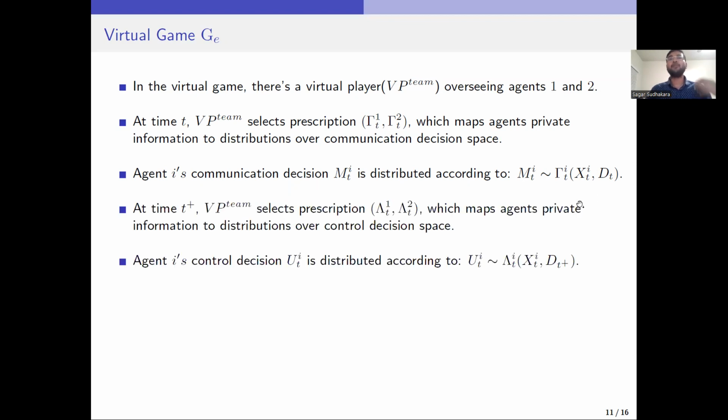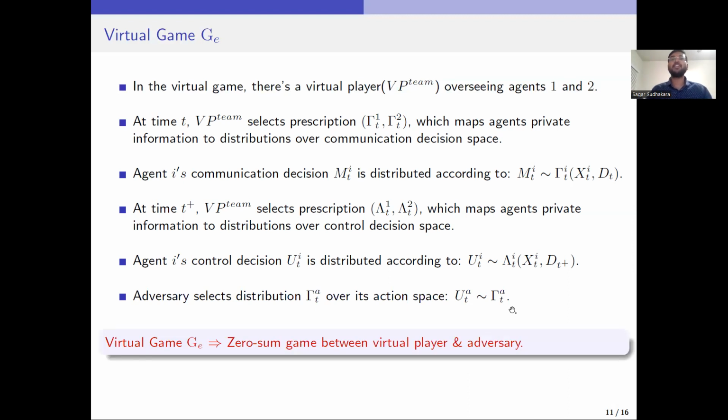And at time t plus, the VP team selects prescriptions lambda 1T and lambda 2T, which map the agents' private information to a distribution over the control decision space. So now the agent-side control decision UIT is distributed according to this particular equation. Now the adversary selects a distribution gamma AT over its action space, and UAT is sampled from distribution gamma AT. So now this virtual game G is nothing but a zero-sum game between the virtual player and an adversary. So this virtual player is overseeing these two agents.